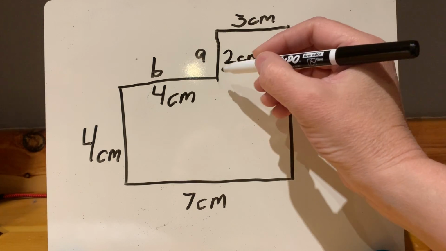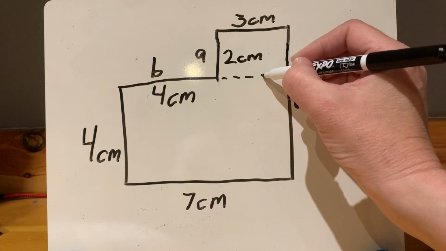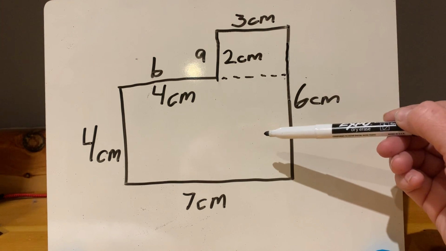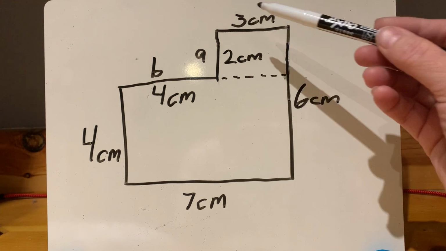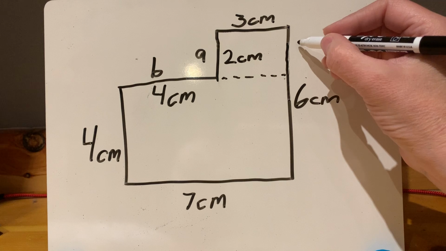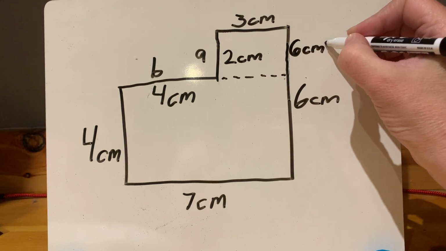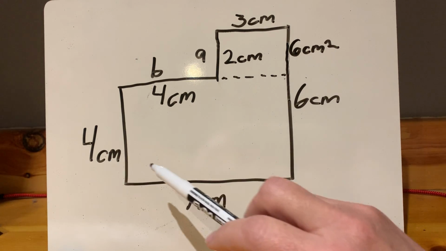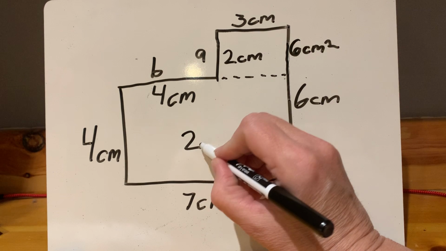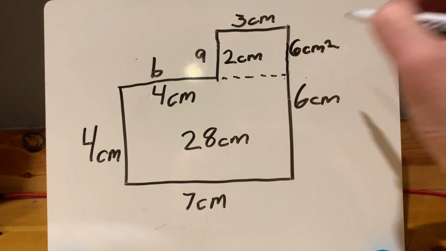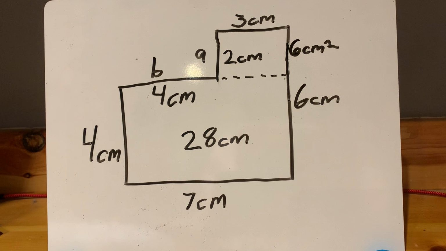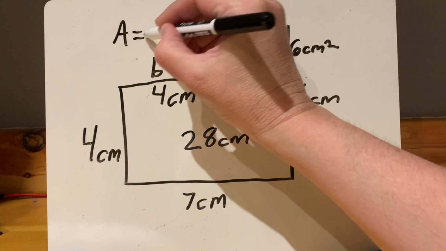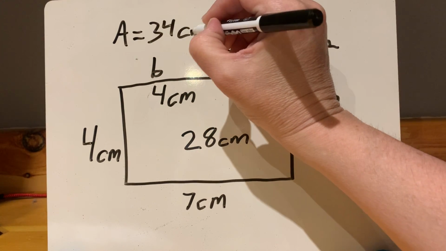Now I will take side B and extend it, and I've formed a smaller rectangle and a larger rectangle. The area of this smaller rectangle is 3 times 2, which gives us 6 centimeters squared. The area of the larger rectangle is 7 times 4, which gives us 28 centimeters squared. We now take 28 and 6 and add those together. That equals an area of 34 centimeters squared.